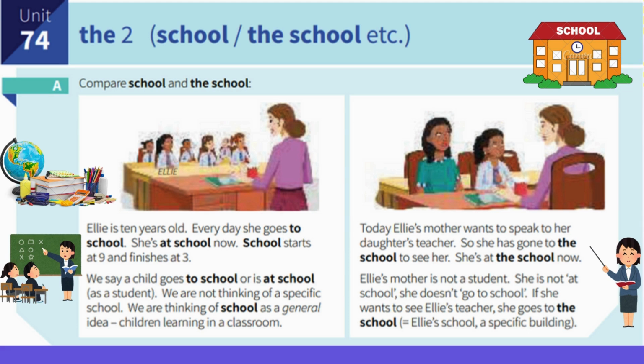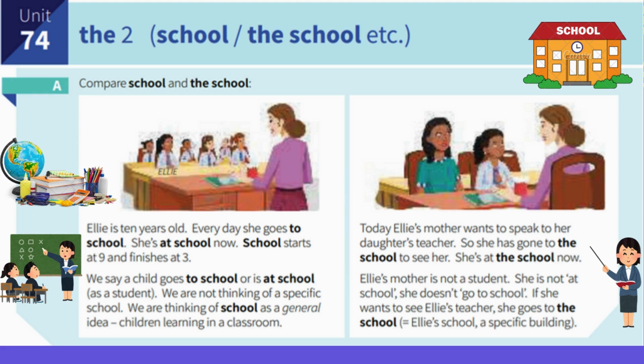Let's explain. Ellie is 10 years old. Every day she goes to school. Right now, she is at school. When we say go to school or be at school without the, we are talking about school as a general place for learning. It means Ellie is a student in a classroom, learning and having fun. It's not about the specific building, just the idea of being a student.